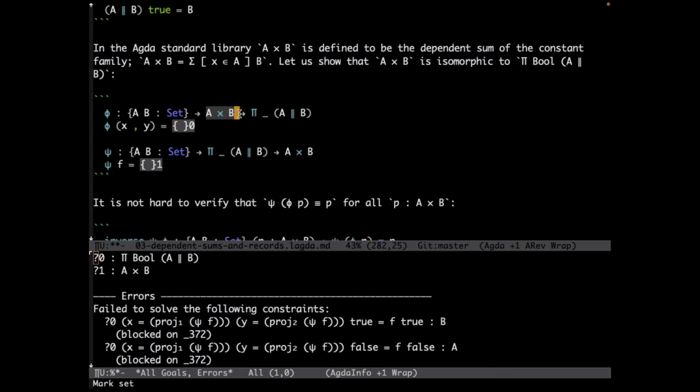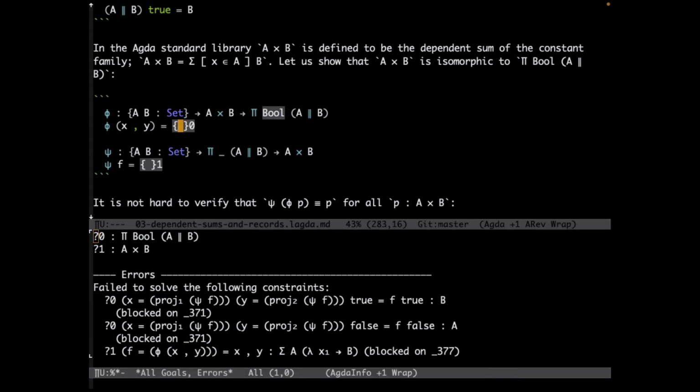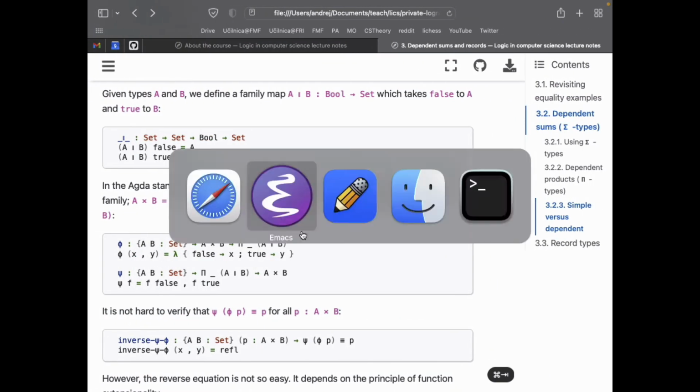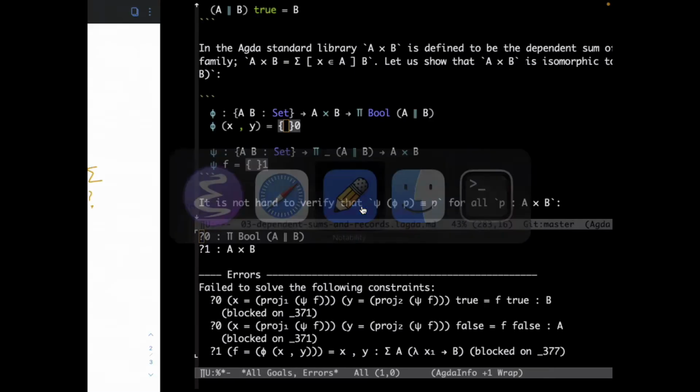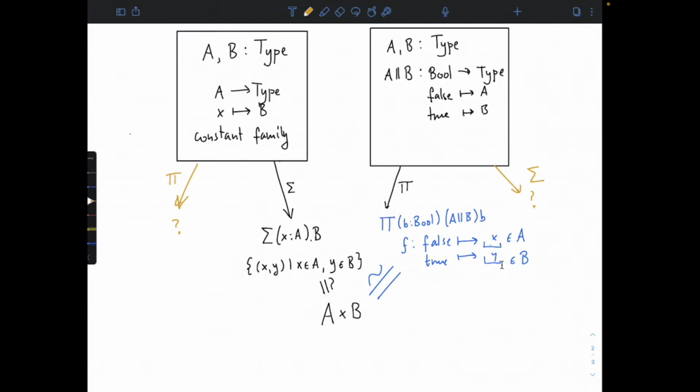This sum, which is just A cross B, is isomorphic to this pi. And I don't have to write bool here, but I could if I wanted to. It just knows that it's bool. Okay, so where do we map x, y? We want to map the pair. Let me do this in a way that is reasonable. Okay, so we want to map this pair x, y to the function which takes false to x and true to y. So how do I do that?